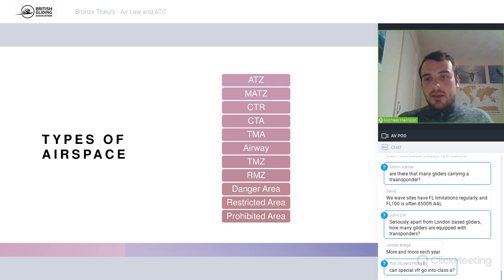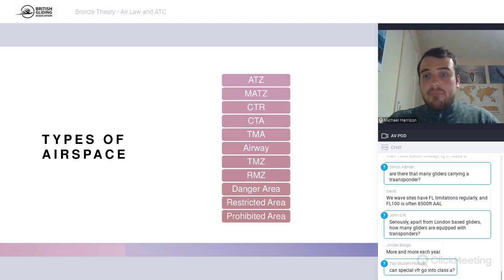To enter an ATZ, you do need a clearance if there is an air traffic controller on duty. If there's not an air traffic controller, then you need to obtain airfield information before you can enter. You don't need a clearance, but you do legally have to obtain the airfield information. You also have to make a transmission when you enter the ATZ and when you leave the ATZ. Additionally, when you're inside the ATZ, you have to comply with the traffic pattern. So that means the circuit direction of the airfield, and you have to make sure you're giving way to traffic that is in the circuit.